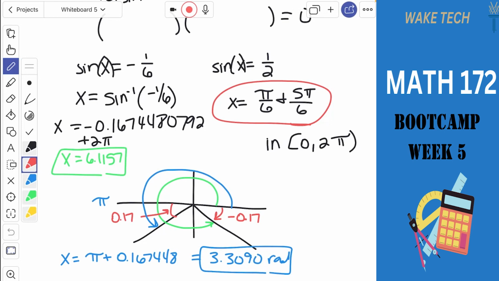So for the second answer, is it not pi plus negative 0.16? No, it's not the negative. So we're adding the reference angle. We're not adding the angle, the inverse sine value. We need to know this angle that I'm highlighting here in blue. To get to that angle, we can rotate all the way around to pi radians and then an additional 0.17. That's the reason we need to add it.